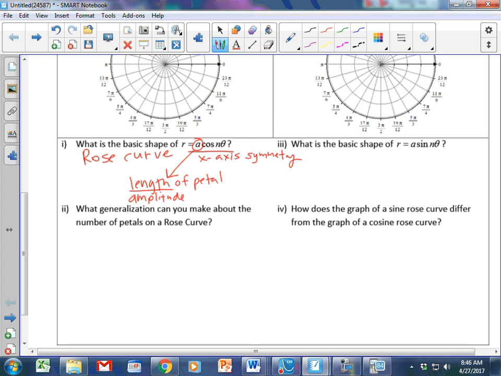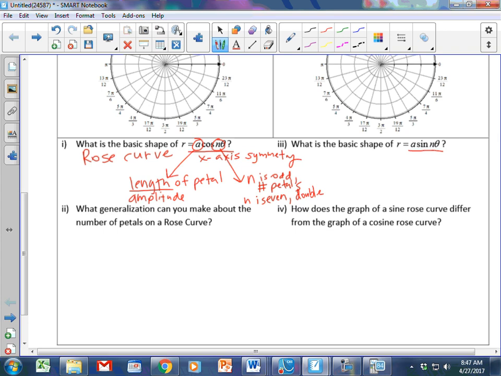All right. And what about n? What if n is odd? Then that's the number of petals, right? Okay, if n is even, then it's what? Double. And I'm going to write this in the middle because that goes for both of these, right?